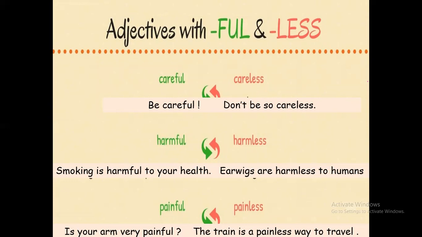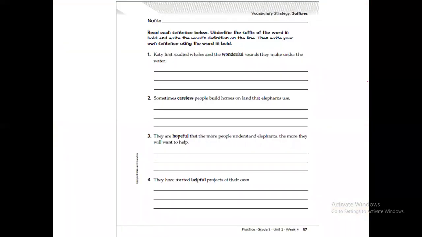Is your arm very painful? The train is a painless way to travel. Painless means without pain. Painful, full of pain. Now, open your practice book, page number 87. Read each sentence below, underline the suffix of the word in bold, and write the word's definition on the line. Then write your own sentence using the word in bold.